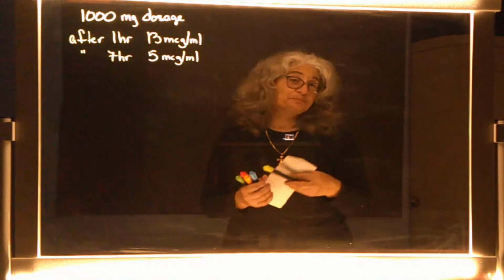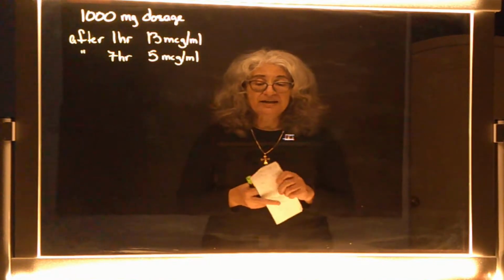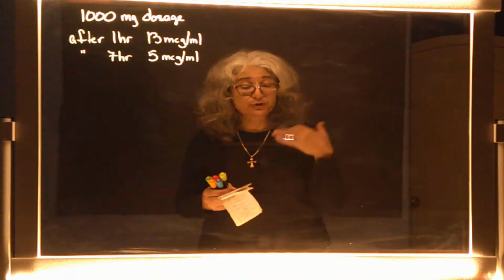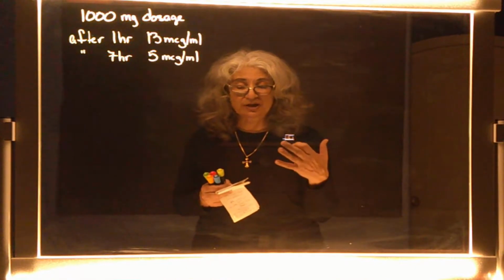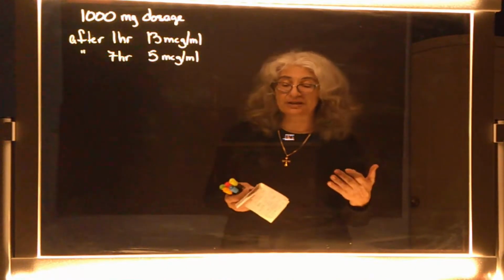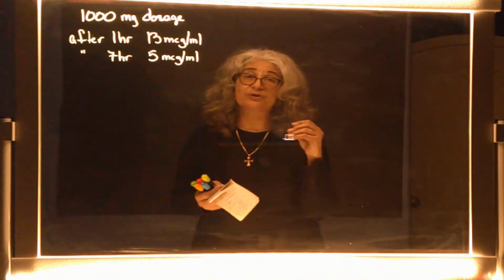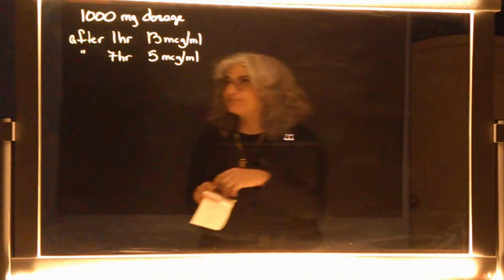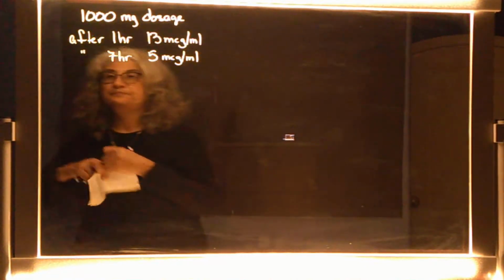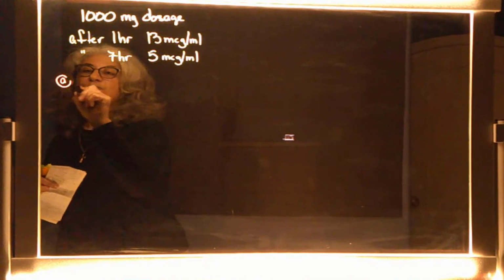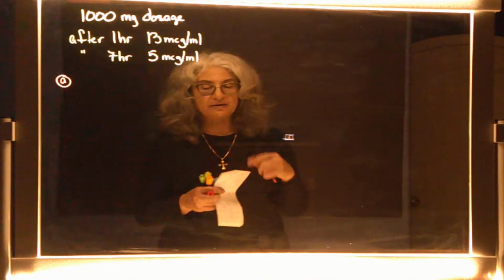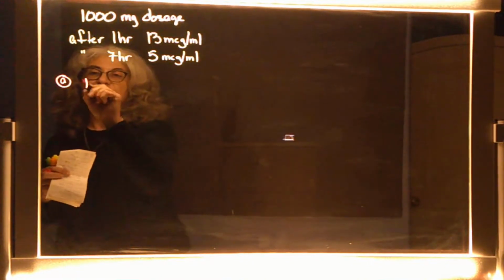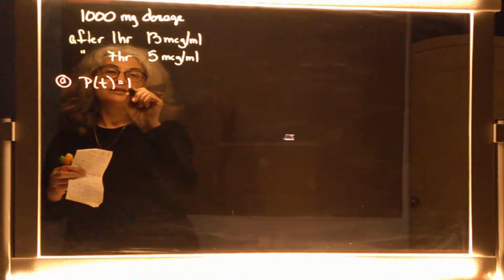Now, part A says find K. They want you to write an equation for the exponential function that can be used to predict the concentration of the drug in micrograms per milliliter T hours after this 1,000 milligram dosage. So part A, they basically want us to find the equation, right? The exponential function. Me, I like using my variable P. If you're okay with that, I love it.